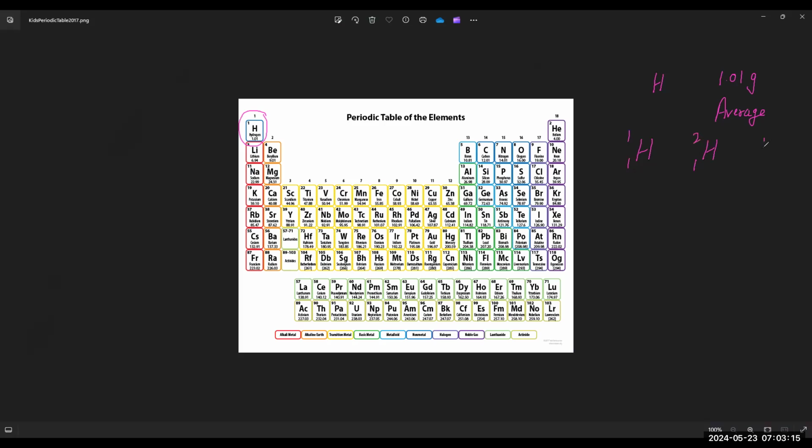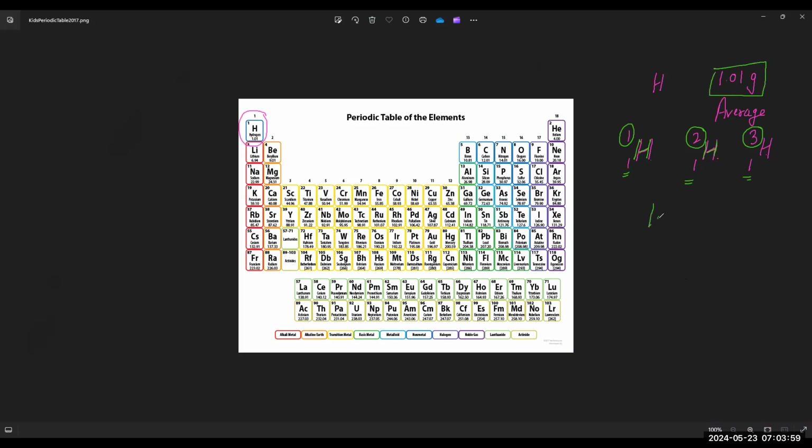1, 1; 1, 2; 1, 3. Can you tell me why these isotopes have the same symbol? You can see it is H here, H here, H here. Why do the isotopes have the same symbol? Because the atomic number is the same. The identity of the element is the nuclear charge. Now the average means you take the mass of the first isotope, the second isotope, and the third isotope, add their atomic masses, and divide by the total number of atoms. Then you will get this answer.